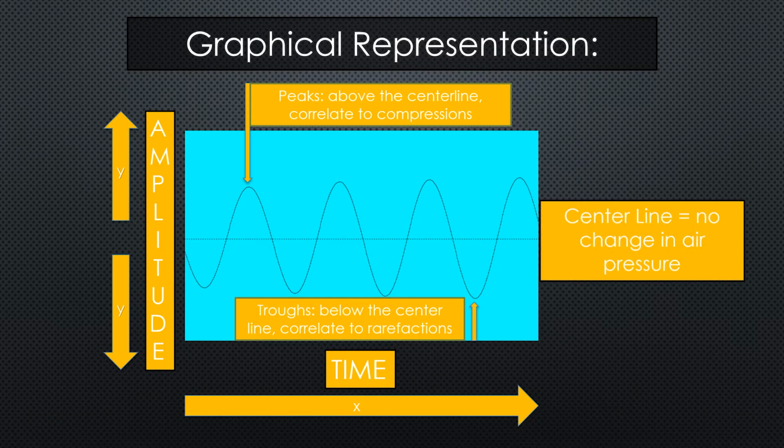The center line would equal no changes in air pressure. That doesn't mean there's no air pressure. If there was, we would all die. Rather, it just means that it is the static amount of air pressure that we are experiencing at any given moment. Then we have a sound, and a sound will cause the air to compress as it does in the upward peak, and then expand or rarefact in the downward peaks. This happens over some amount of time, and we could view it as such.